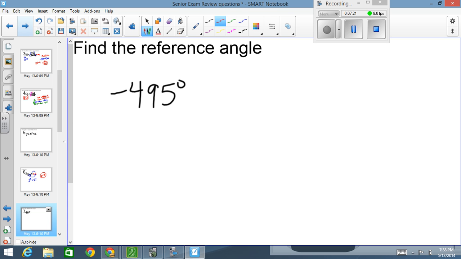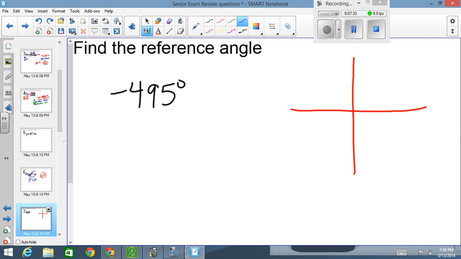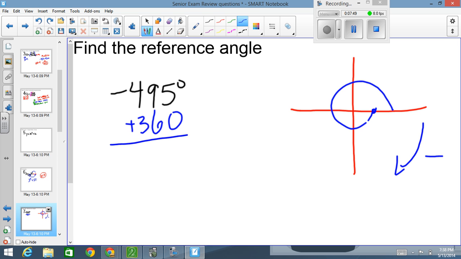Find the reference angle of negative 495 degrees. Let's just think of it this way. If I start on my positive x side, and I'm going negative degrees, clockwise is negative. I know that when I go all the way around once, that's 360 degrees. So if I add that in order to remove it from what I've already done, I'm left with a negative 135 still.